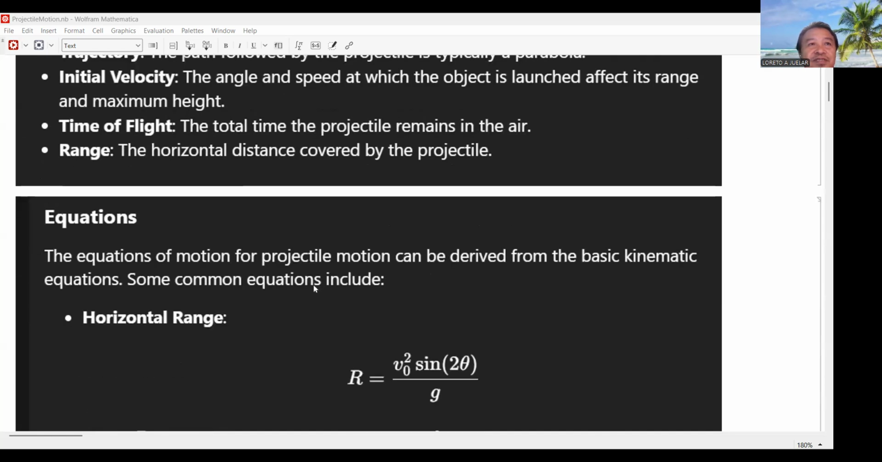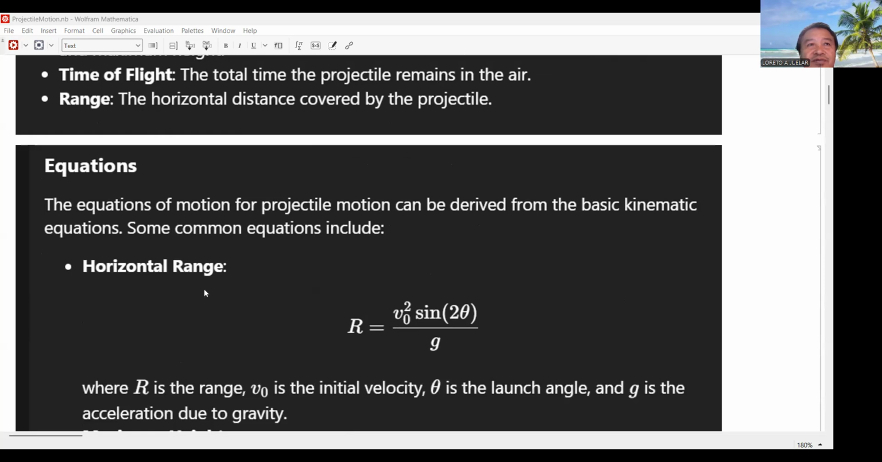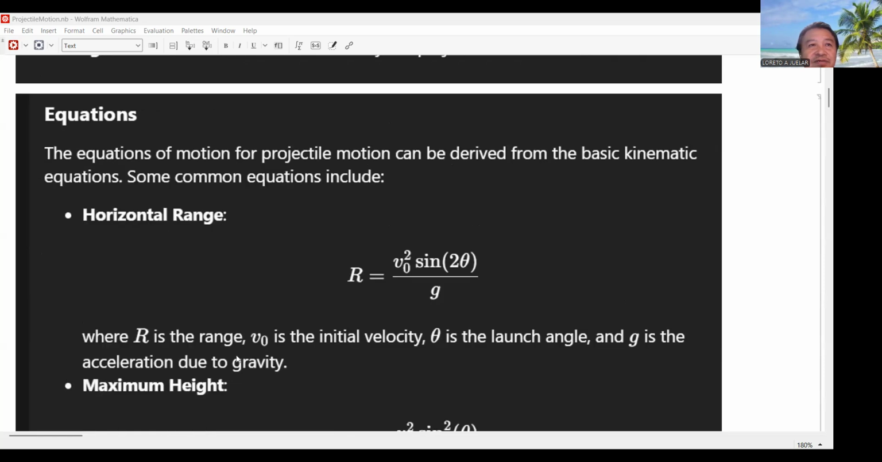So we have the equations for projectile motion, which can be derived from the basic kinematic equations. Some common equations include the horizontal range. This is the square of the initial velocity times the sine of twice the angle, over g, where R is the range, v sub 0 is the initial velocity, theta is the launch angle, and g is the acceleration due to gravity.